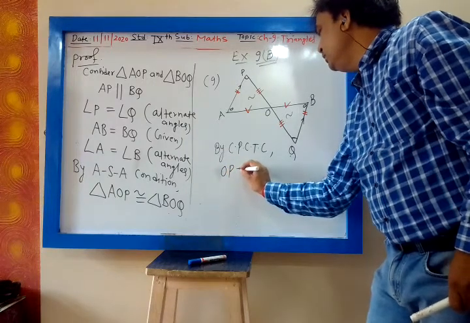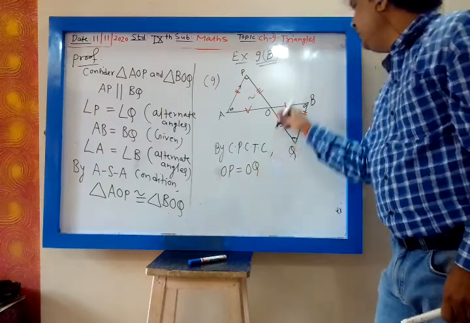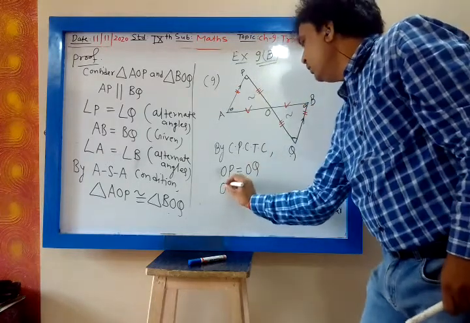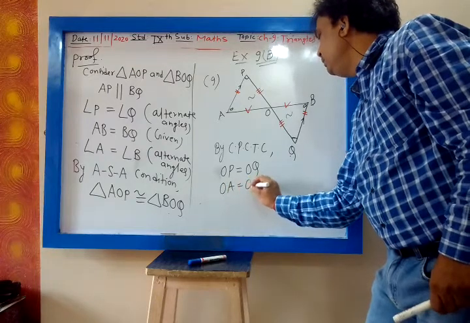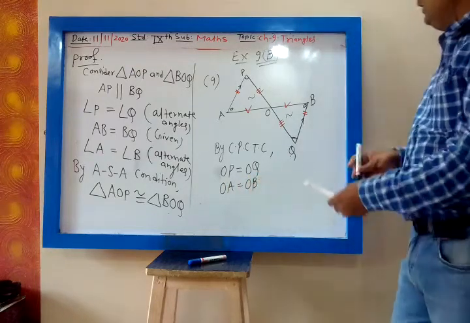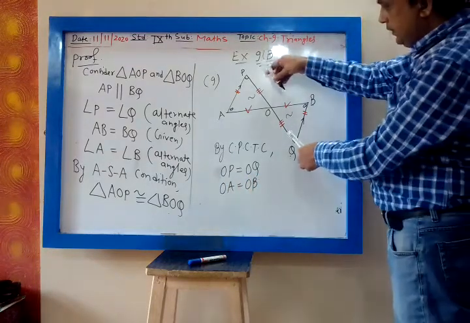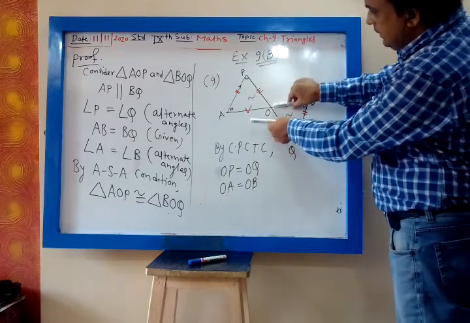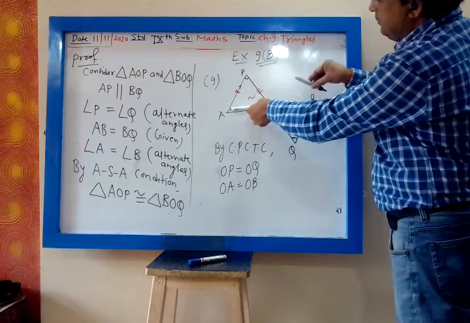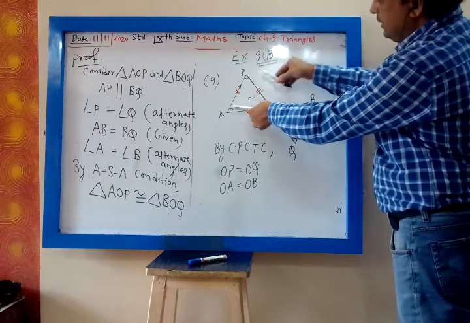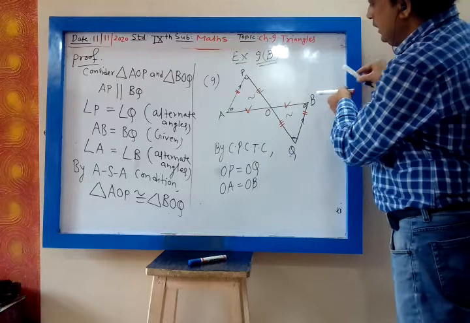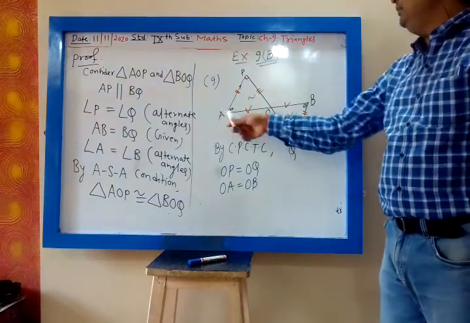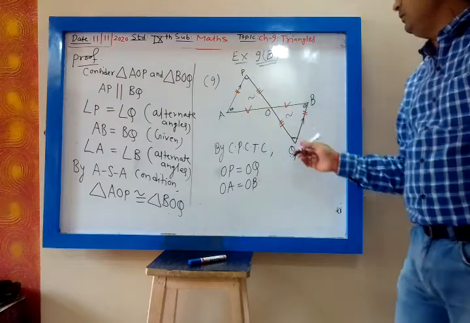is equal to OQ. OP is equal to OQ, and OA is equal to OB. Now see here, this side is same as this side, and this side is same as this side. That means which two lines are bisecting? PQ and AB, they bisect. PQ is bisecting AB and AB is bisecting PQ.